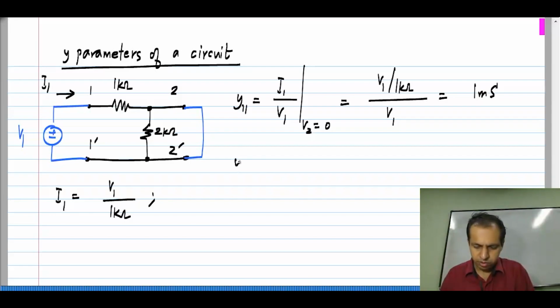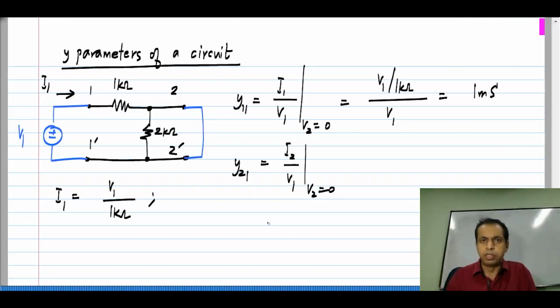Now, Y21, the measurement setup is the same. I still set V2 to 0, that is short circuit the second port, but this time I measure I2 instead of I1. Okay. So, what do I get? I2, and also keep in mind the direction of I2 has to be measured that way. Now, again this V1 appears entirely across this 1 kilo ohm, and because this 2 kilo ohm resistor has a short across it, no current can flow through the 2 kilo ohm resistor, the voltage across it is 0.